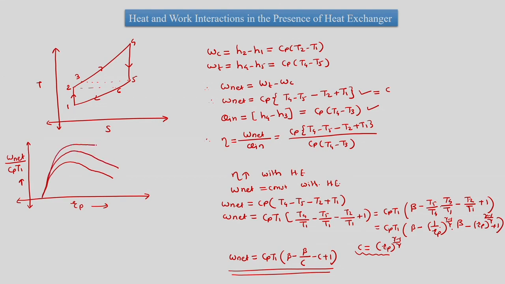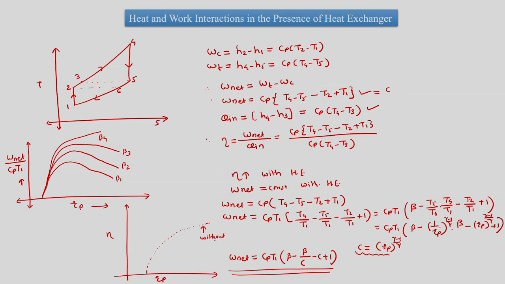So we get a plot like this. This is the plot for different betas. So this is beta 1, this is beta 2, this is beta 3, and this is beta 4. Parallelly, if we plot efficiency versus Rp, then we can see that first we will plot the efficiency for the Brayton cycle without heat exchanger. This is without heat exchanger.